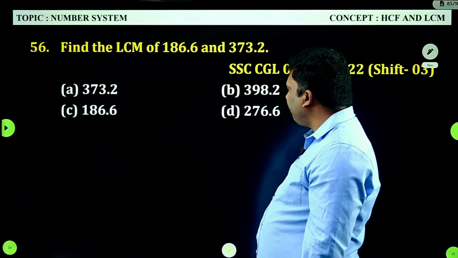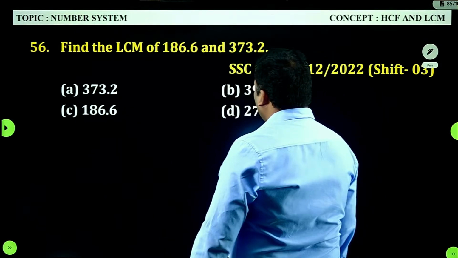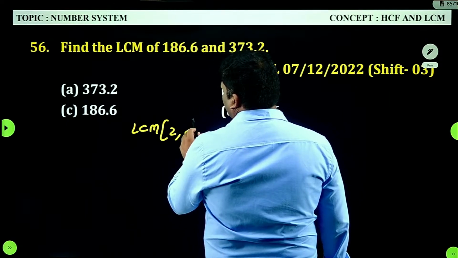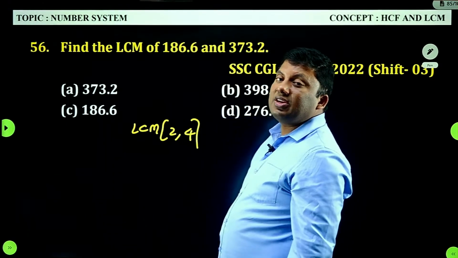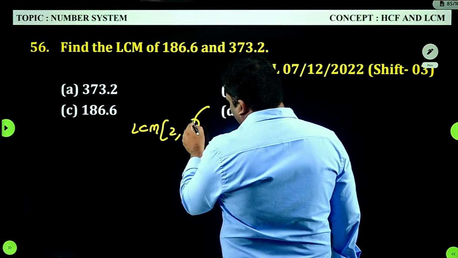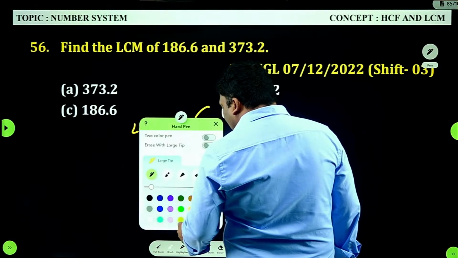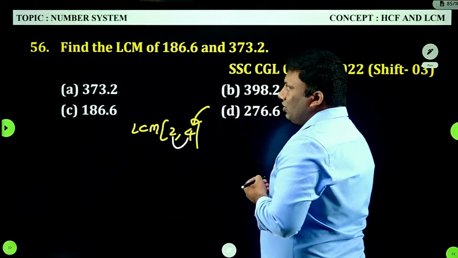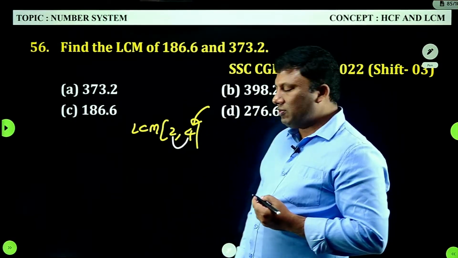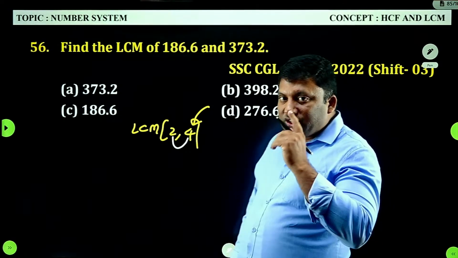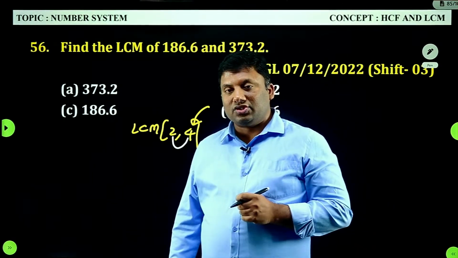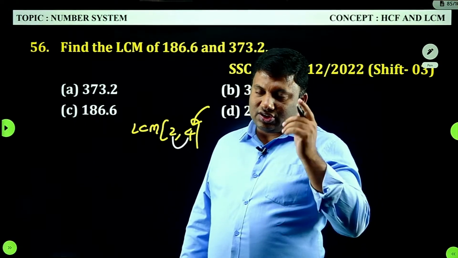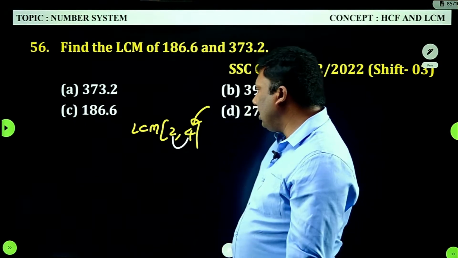Let us see if there are any other numbers. Now see, LCM of 2, 4. LCM means the largest number we have to see. Go to the largest number or its multiples. 4 is exactly divisible by 2. LCM means largest number or its multiples. HCF means smallest number or its factors.